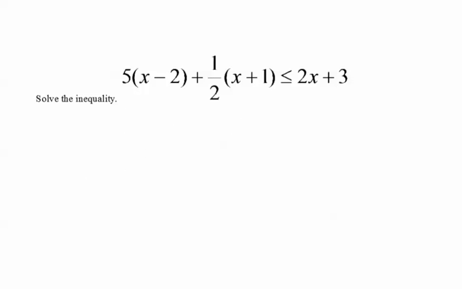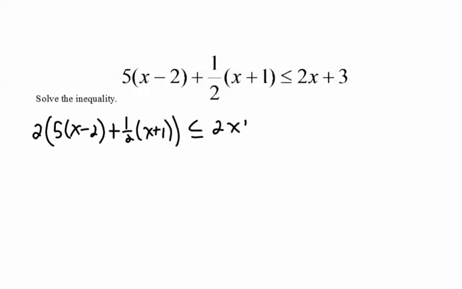Now don't get alarmed that you have all this crazy stuff right here. The first thing I see is that I have 5 parentheses x minus 2. I see distributive property and I see that half. So what I'm going to do is I'm actually going to multiply everything by 2. I'm going to multiply everything, both sides of this equation, by 2. Okay? I'm going to leave the right side alone.